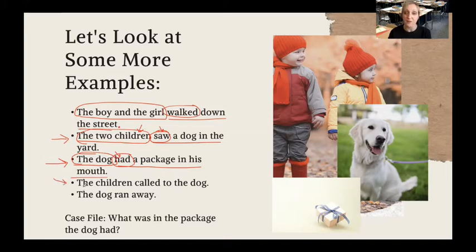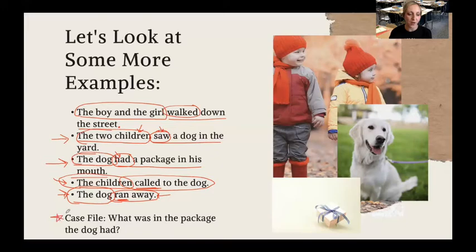Let's look at number 4. I am going to give you a minute to see if you can figure out what the subject and predicate are. The children called to the dog. See if you can do it. Can you find the subject? Yes, if you said the children, you are correct. And the predicate is called to the dog. It tells us about the subject, and I see a verb. Let's look at the last one. The dog ran away. Can you find the subject and the predicate? Yes, if you said the dog is the subject, you are correct. And ran away is the predicate. It tells us about the subject, and I see the verb ran.